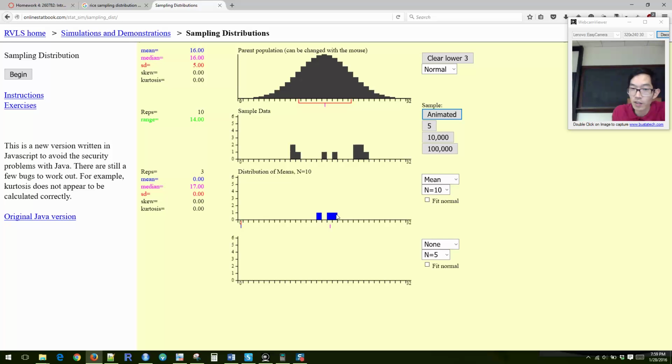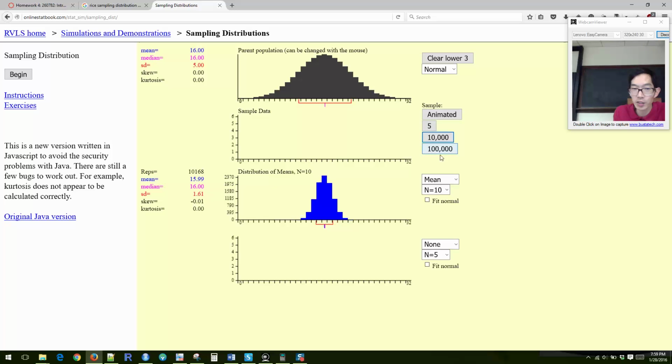Okay. And the mean is over here. All right, so I can do this. We can just have the computer do 5 at a time. And so we're going to just start drawing a bunch. So here's 5. After 123 samples, it looks kind of like this.